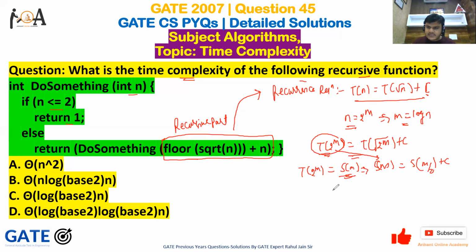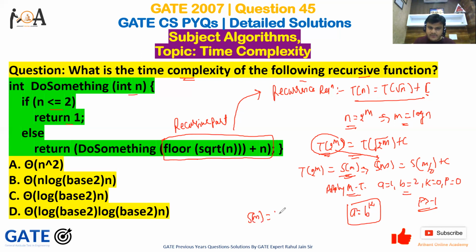Now I can apply the master theorem here. If you observe, the value of a is 1, the value of b is 2, the value of k is 0, and the value of p is 0. If you know the rules of the master theorem, p is greater than -1. So what rule will apply? a equals b to the power k. This rule will apply, and I can directly write S(m) equals theta of log m.